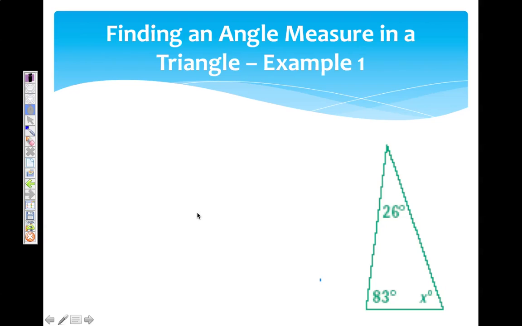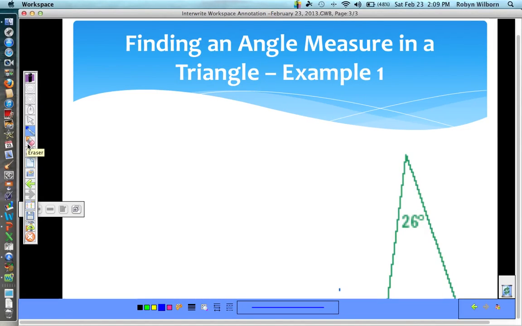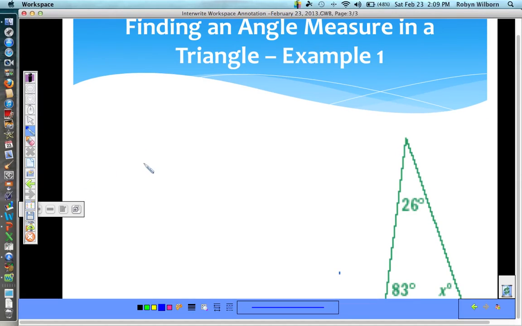Alright, so let's look at an example here. And the example asks us to find an angle measure in a triangle. We have a given triangle, and we know, let me try and scroll it up for you a little bit, we know a little bit of information. We know two of the angle measures, and we're missing a third. And just as we said before, the interior angles of all triangles equal 180 degrees.